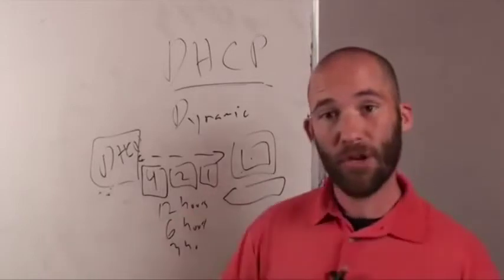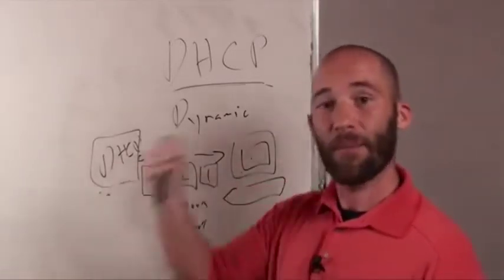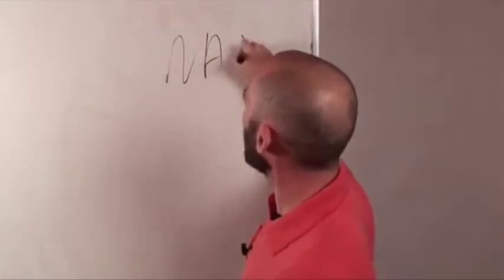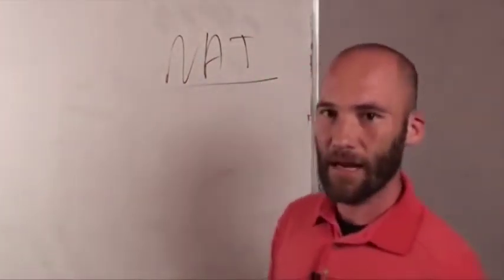As soon as you plug your computer into the network, it will try to communicate with the DHCP server to get the IP address, the subnet mask, the default gateway, DNS, etc. The last thing that you should understand is something called network address translation. It's called NAT. You will hear about NAT a lot.